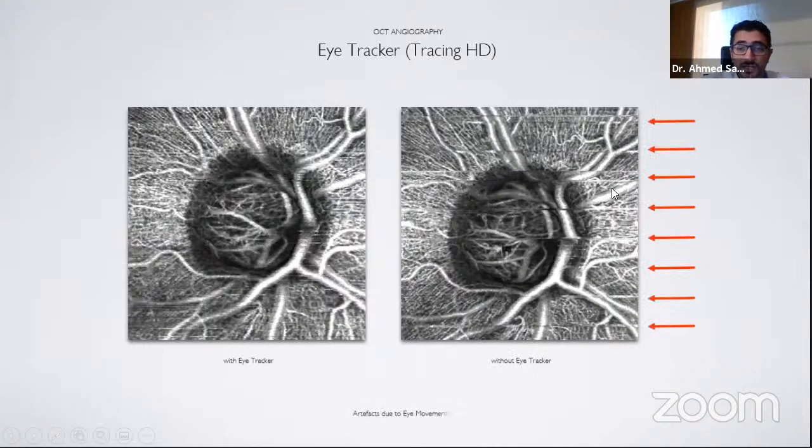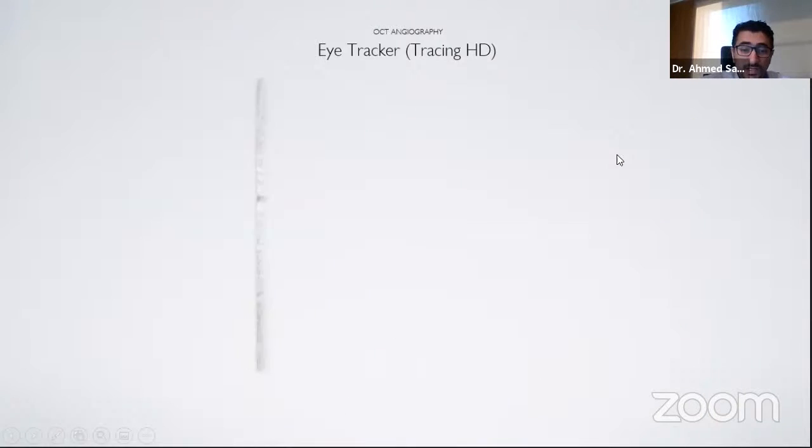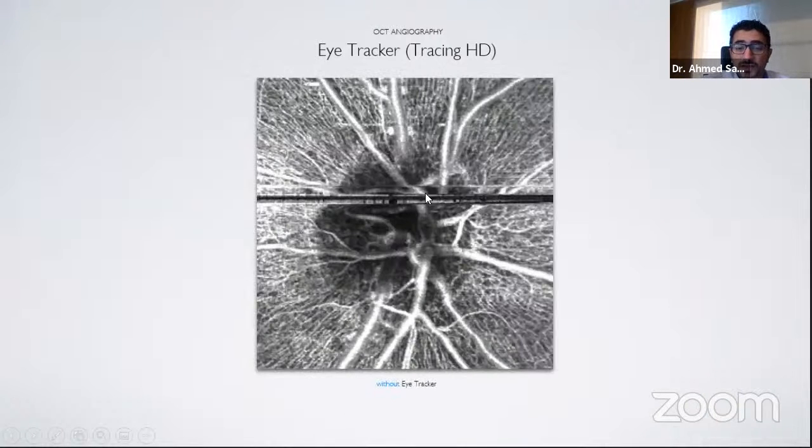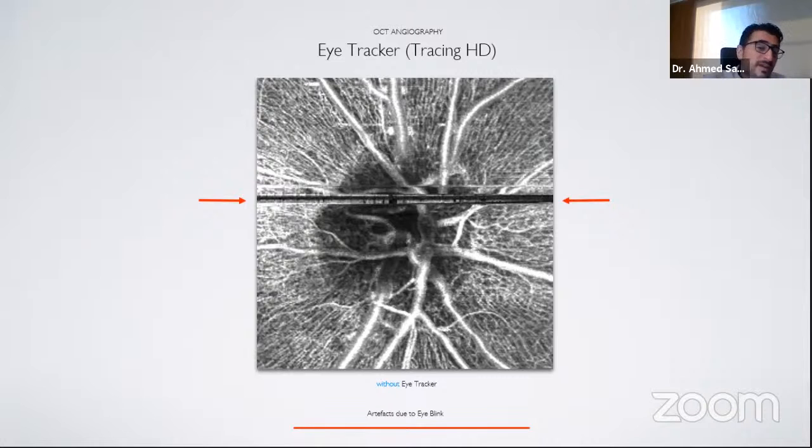It's very visible, the stitching bit of the image. Even if you have an artifact like this, and this is simply a blink, if you have an eye tracker on, this will not happen, because the system will go back to the same position in which the patient has blinked and will map it again. So in Mevanti, we provide you with both options, where you can take an OCT image with the eye tracker on or the eye tracker off.